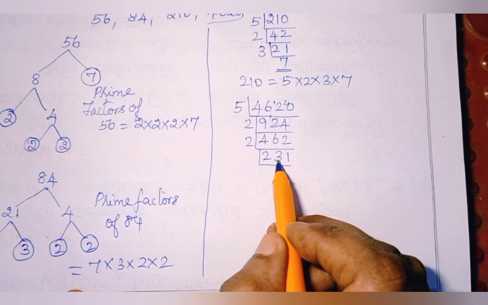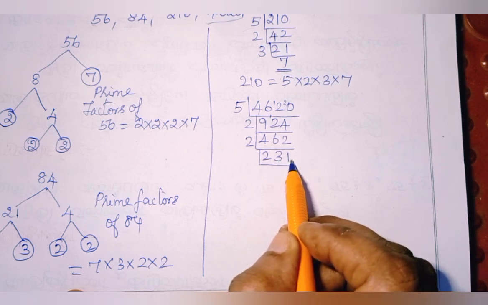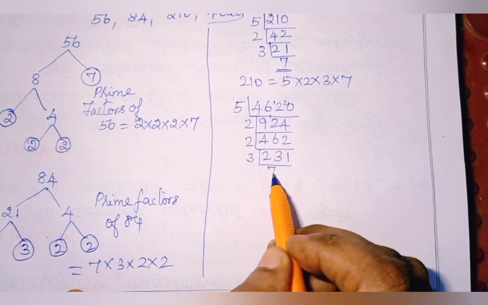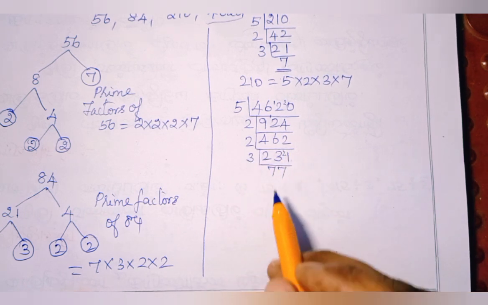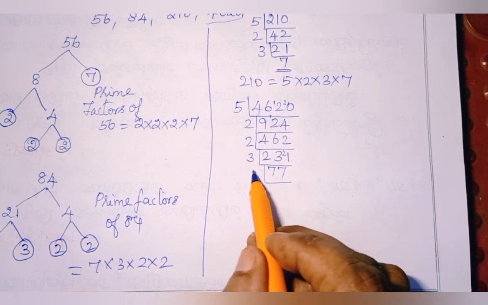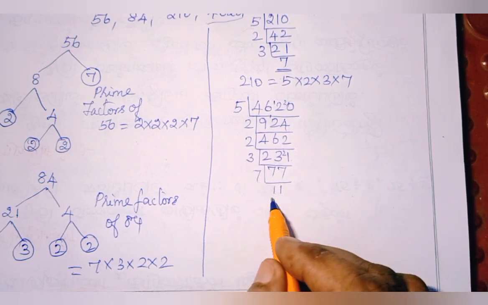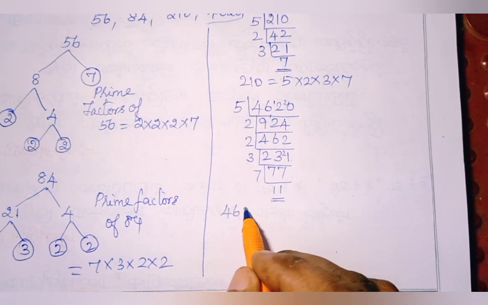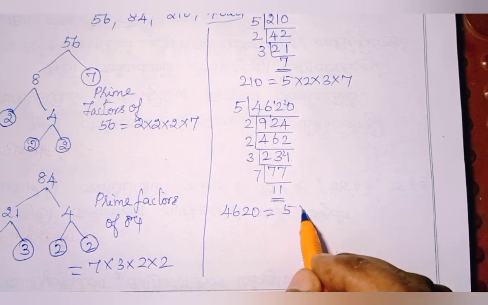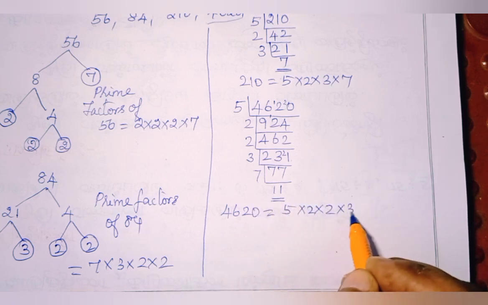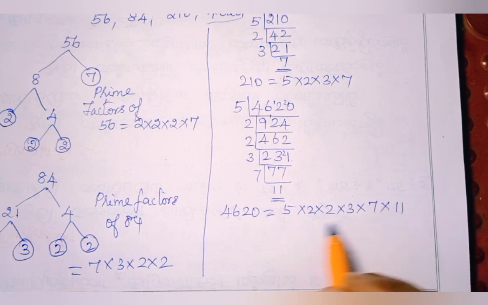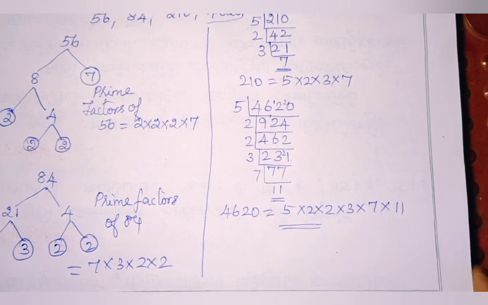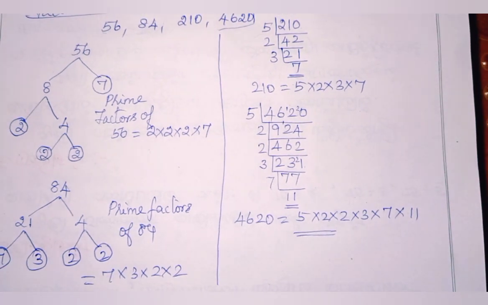For that, 2 plus 3 is 5, 5 plus 1 is 6. Yes, 6 is divisible by 3. So definitely this number will be divisible by 3. 3 7s are 21 and the remainder is 2 again. 7 3s are 21. As it is 77, we can divide by 7. 7 11s are 77 and we got a prime number at the end. So we have to stop here. So the prime factors of 4620 is 5 into 2 into 2 into 3 into 7 into 11. This is the easier way to find the prime factors of any number. So follow this method to find out the prime factors.